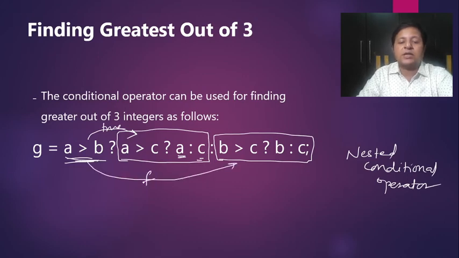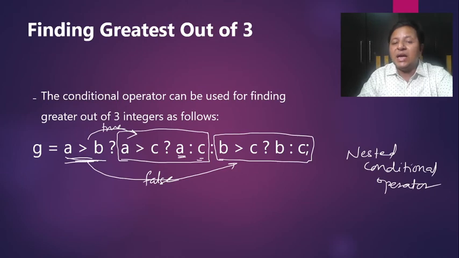But when this is false, it's going to go here. First of all, try to understand what it means when it is false. Tell me, if A greater than B is false, out of A and B, who's greater? Obviously B is greater. So for finding greatest, I have to compare B with C. So if B is greater than C, B is greatest, else C is greatest. So that's the basic way you're going to find greatest out of 3.